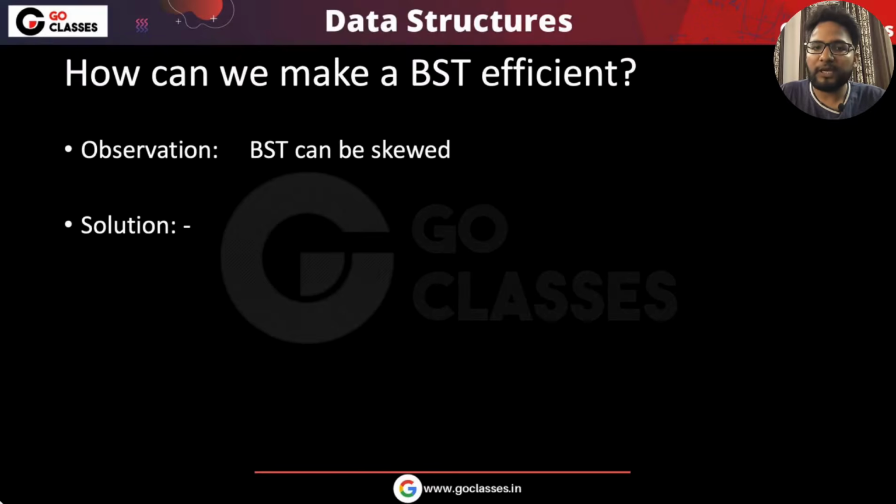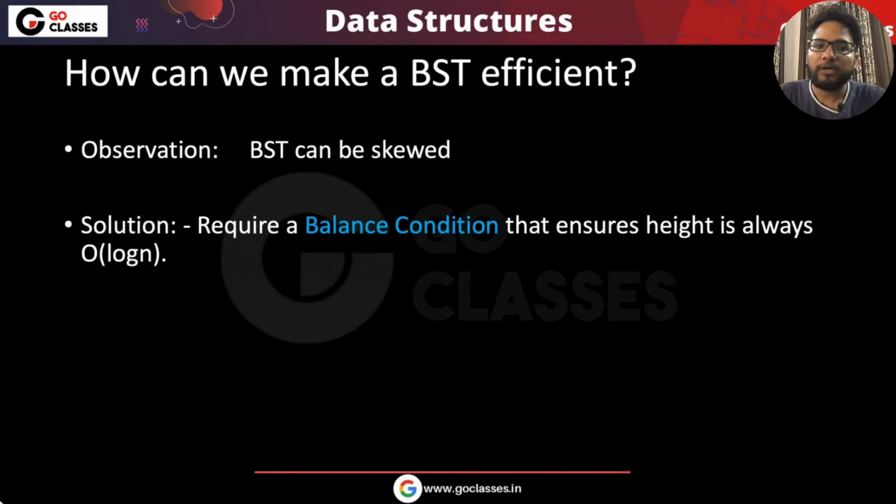So let's make BST efficient. But how can we make a binary search tree efficient? BST can be skewed, this is our observation. So we need a balance condition that ensures that height is always log n. So you got the problem: binary search tree can be skewed. The solution is that we need something that makes sure the height is always order of log n. Now what should I impose as a condition such that the height is always order of log n?